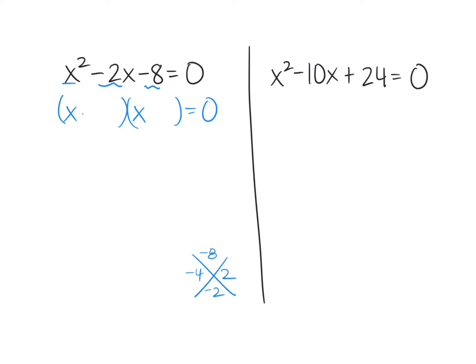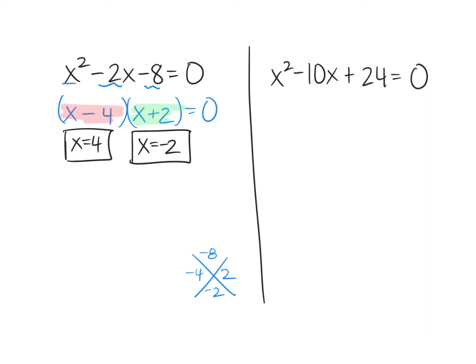Yep, so it'd be x minus 4, x plus 2. So I just factored that. Now that I have it looking like that, I can figure out what I could plug in here to make this 0, or what I could plug in here to make this 0. So in the first one, if I plugged in a 4, 4 minus 4 is 0. And here, if I plugged in a negative 2, negative 2 plus 2 is 0. There's my two solutions.